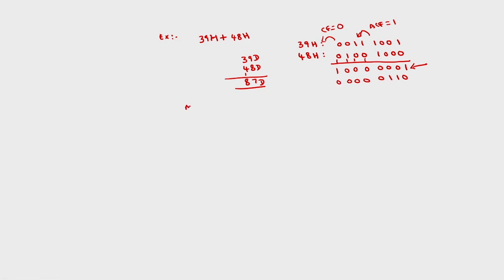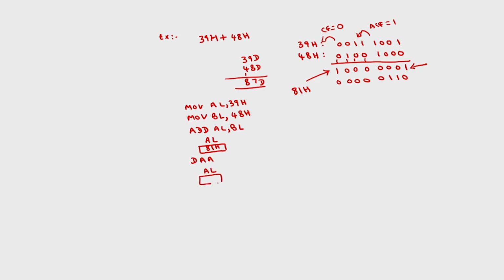So, if I write the instruction like MOV AL, 39H, MOV BL, 48H, and then ADD AL, BL, the contents of AL will be the hexadecimal result, which is 81H. But what is expected if I write DAA? After this, AL will have the correct decimal result, 87.